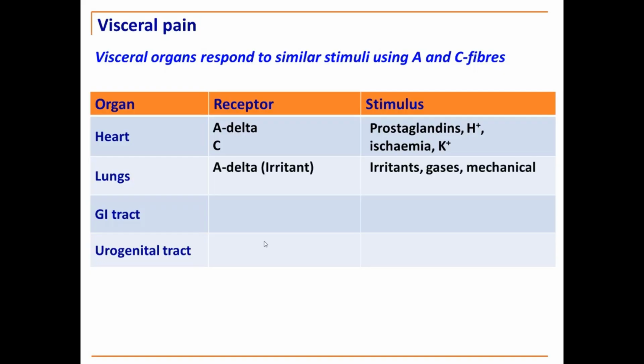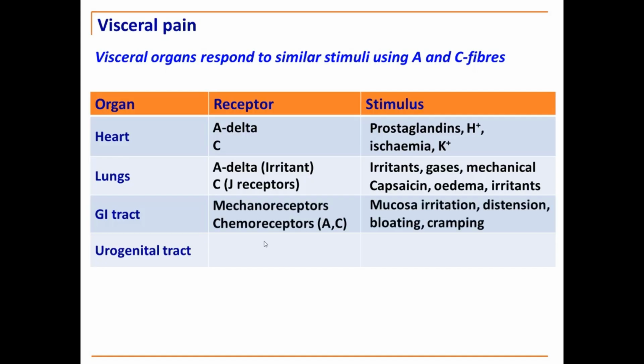What about in our lungs? Well, we've got A delta fibers. They're responding to irritants, gases, and mechanical changes in the lungs, so mechanical stresses. And with the C fibers, which are also called J receptors, they respond to things like capsaicin, edema, and irritants, as well as things like pulmonary congestion.